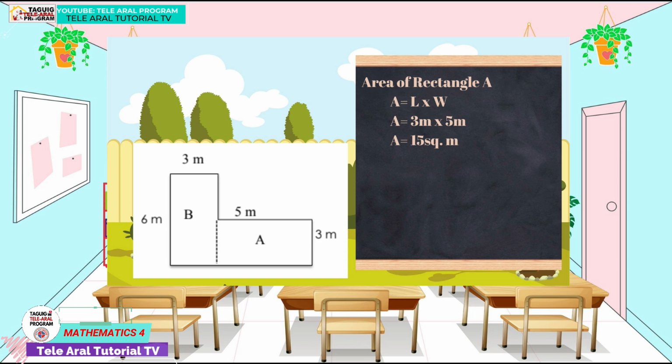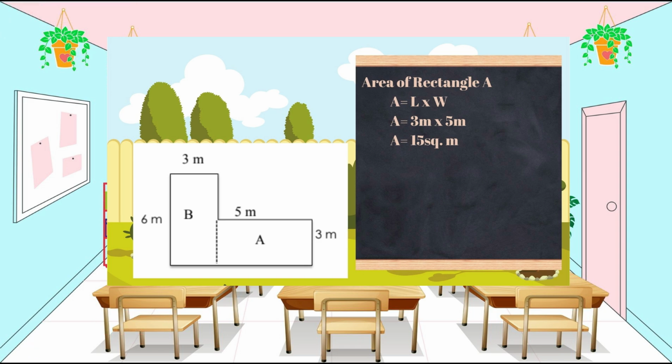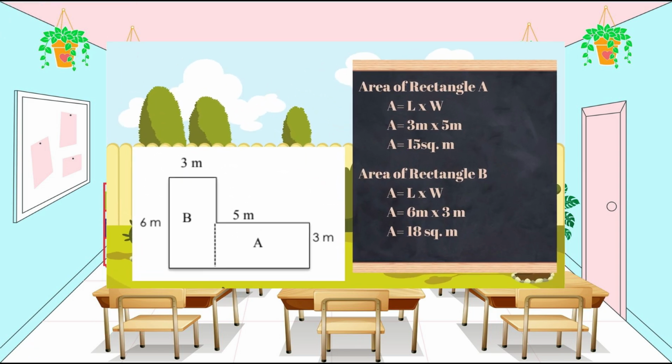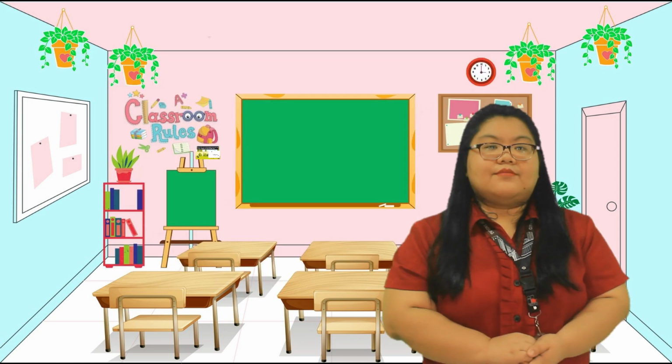Now, we will do the same process in finding the area of rectangle B. Can you show your solution in the comment section? Very good! The length is 6 meters and the width is 3 meters. Then multiply, so the answer is 18 square meters.